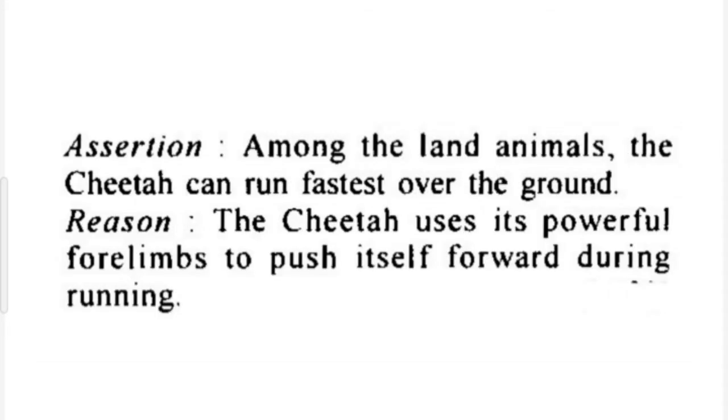Assertion. Among the land animals, the cheetah can run fastest over the ground. Reason. The cheetah uses its powerful forelimbs to push itself forward during running. Right answer is option A. That is, if both assertion and reason are true, and reason is the correct explanation of assertion.